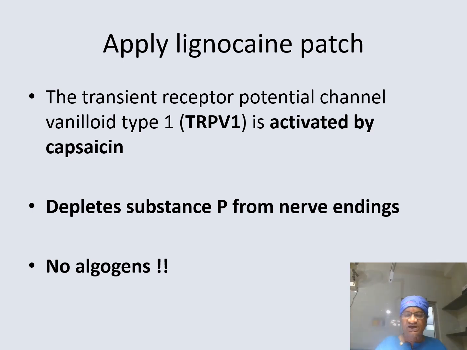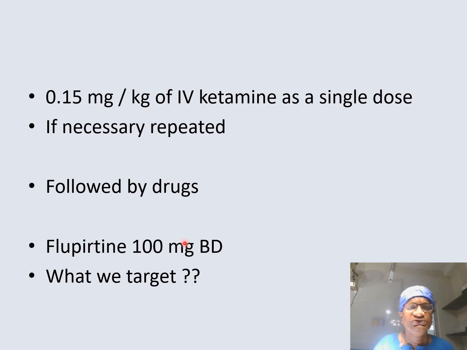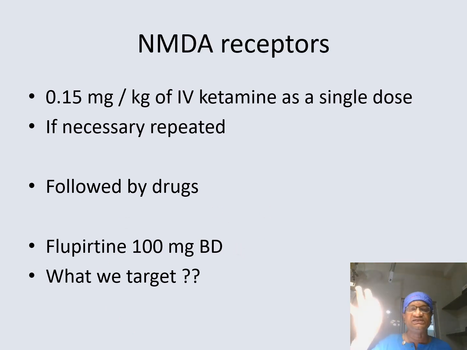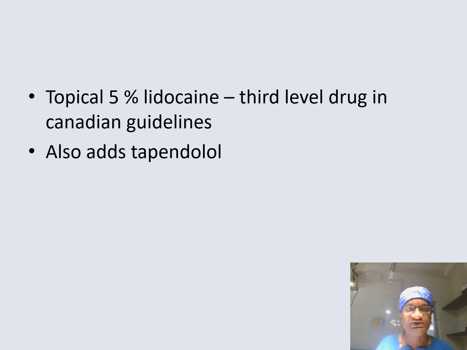So what I do is start with a lignocaine patch, then apply the capsaicin, so the initial irritation by capsaicin will not be there. Still, it is effective in depleting substance P. We can use 0.15 milligram of IV ketamine as a single dose. Flupirtine 100 milligram BD. What we target is antagonism of NMDA receptors.